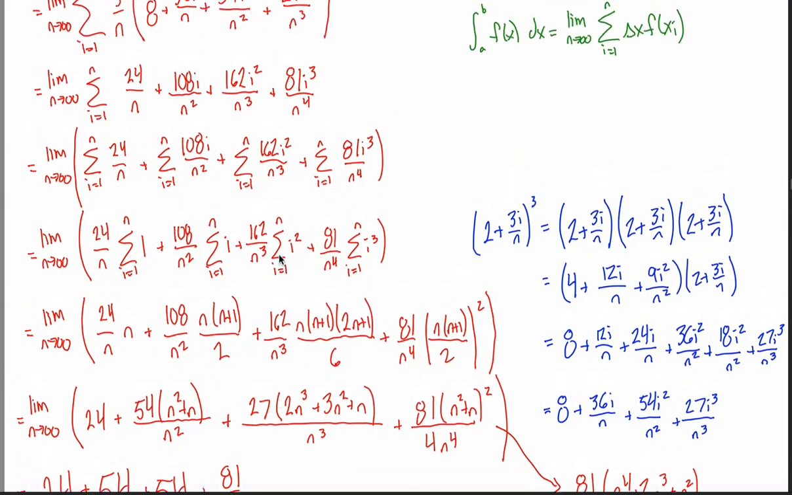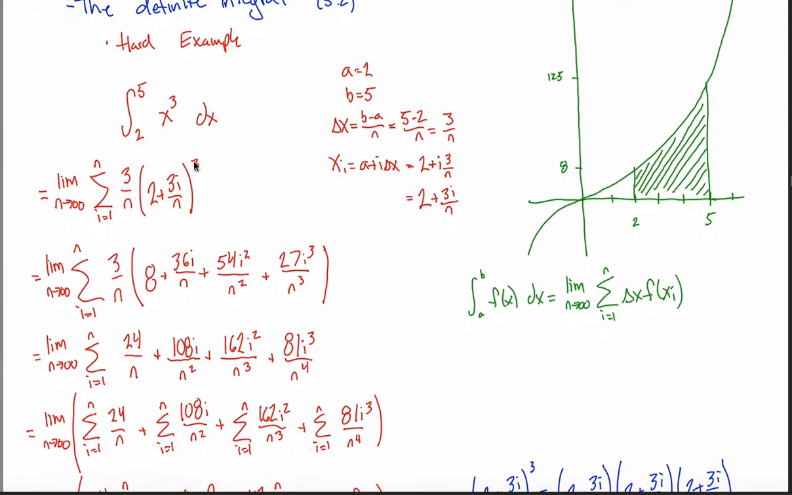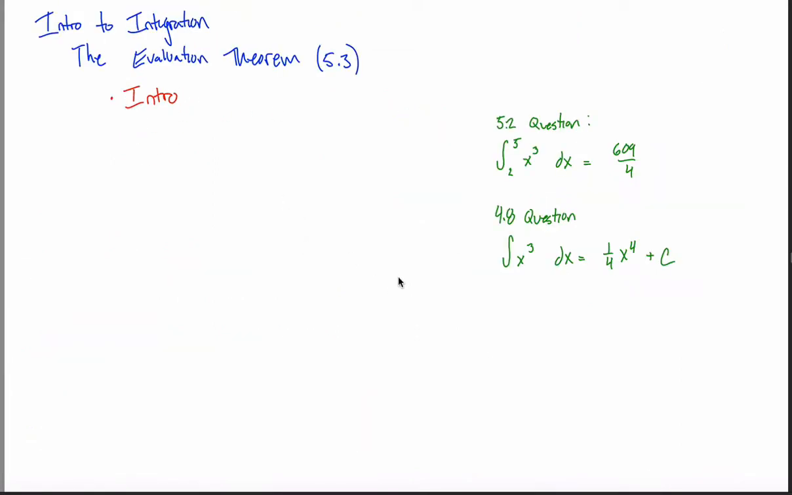If you don't remember it being a lot of work, let me refresh your memory. Remember all this stuff? It was pretty crazy to figure out how much area there was underneath this curve from 2 to 5. Anyways, after doing all that, we got kind of a palate cleanser moving back to chapter 4, where we learned about antiderivatives.